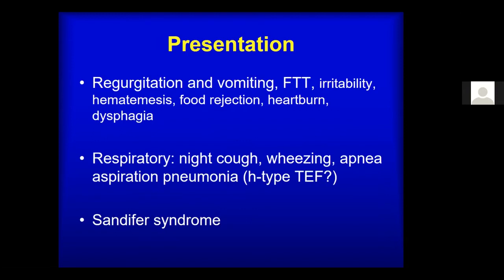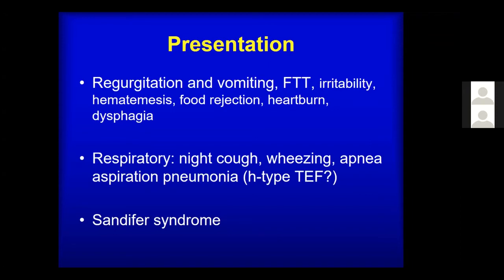Regurgitation and vomiting. Failure to thrive, as I mentioned before, because they don't want to feed, because every time they feed, they get the esophagitis burn, and they try to avoid it by stopping feeding. Irritability, hematemesis if you reach the stage of severe, hemorrhagic esophagitis. Food rejection, as I mentioned. Heartburn in older kids, and dysphagia when they develop strictures. The respiratory ones start from night cough, wheezing, apnea in small ones, and aspiration pneumonia, that's the most common one.